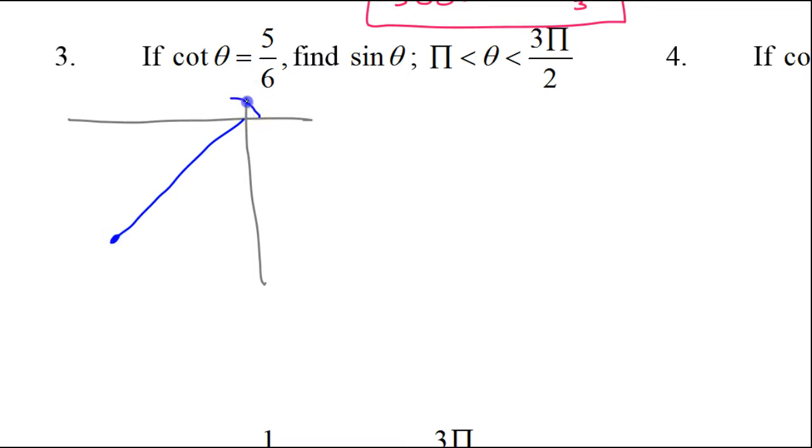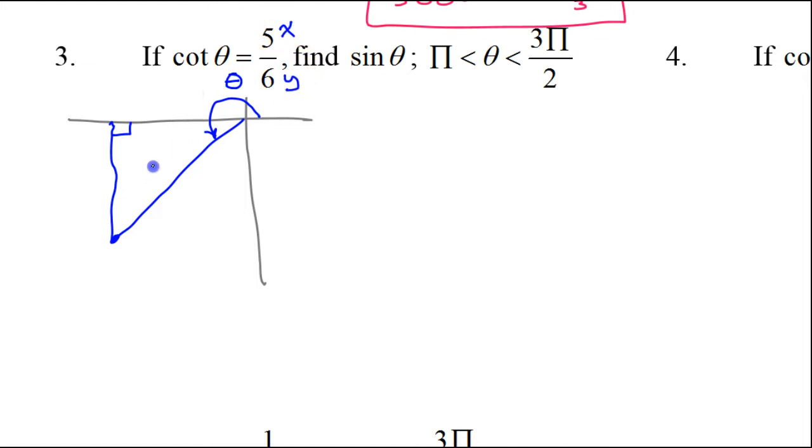Okay, so we are talking about theta going like this, and our reference angle triangle will be like this. Okay, cotangent. Cotangent is the reciprocal of tangent. So tangent is y over x, so cotangent is x over y.